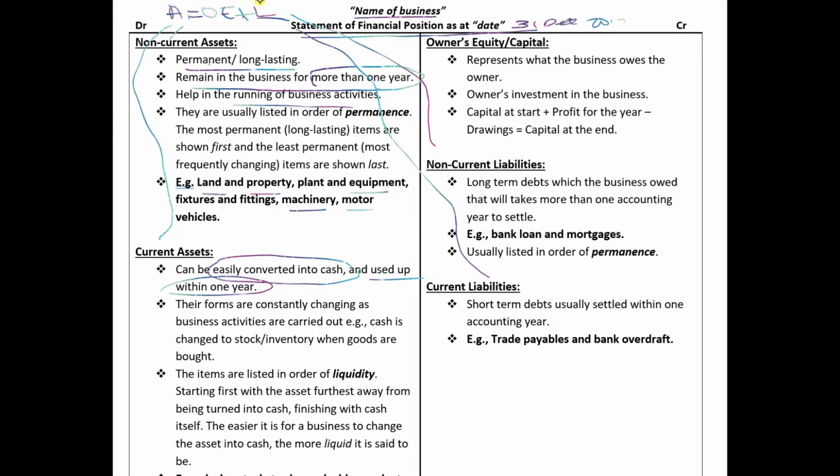Okay, and non-current assets are normally listed in the order of permanence. The most permanent or long-lasting items are shown first. So we list land first, followed by plant and equipment, and then machinery. These are listed first because they are the most long-lasting assets a business will have. The less permanent will be shown last, for example, motor vehicles, which change more often.